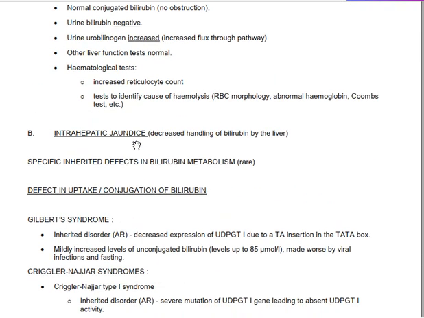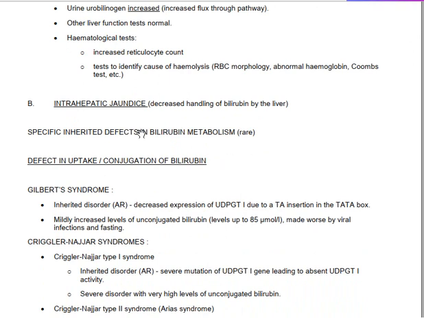So intrahepatic bilirubin. Now, the causes of intrahepatic bilirubin, you have specific causes which are rare, like Gilbert syndrome. I've said Gilbert syndrome is an inherited disorder where you have decreased expression of the UDP glucuronosyltransferase, giving a mildly increased level of unconjugated bilirubin. Is it clear? Gilbert syndrome is more associated with the receptors at the level of the cell membrane.